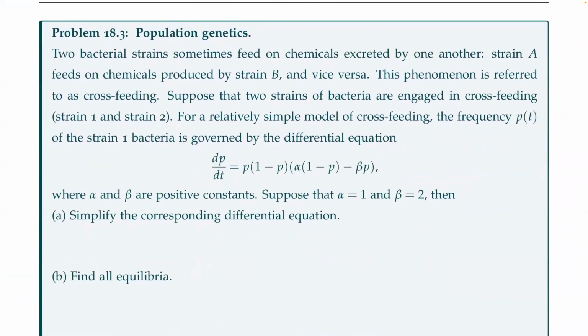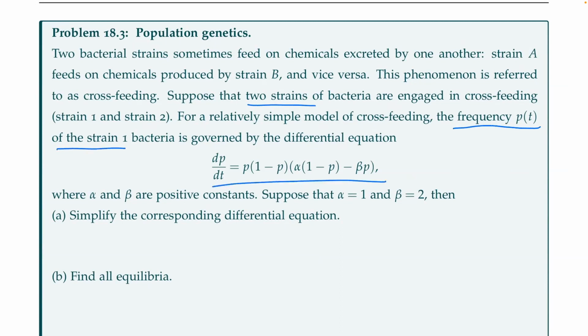Okay, I'm just going to run through this last example together. So this is population genetics. So here we've got 2 bacterial strains, and they're feeding on chemicals excreted by one another. Strain A feeds on chemicals produced by strain B and vice versa. So this is known as cross-feeding, happens quite a lot in bacterial populations. And we're told that suppose that 2 strains of bacteria are engaged in cross-feeding, strains 1 and 2. And for a relatively simple model, the frequency, P of t, of strain 1 is governed by this differential equation here.